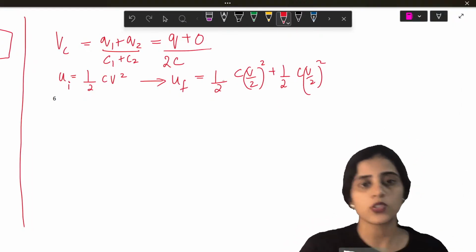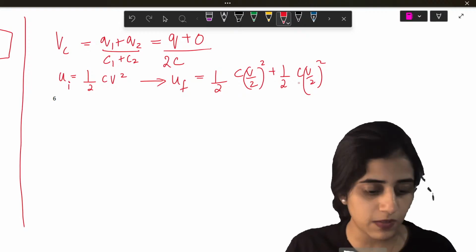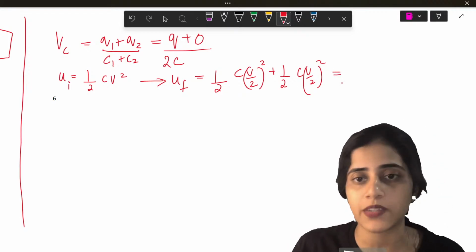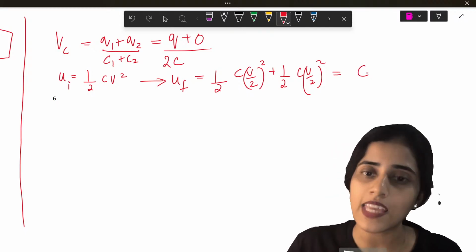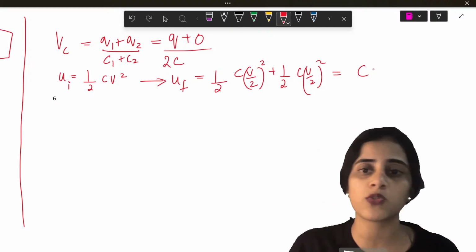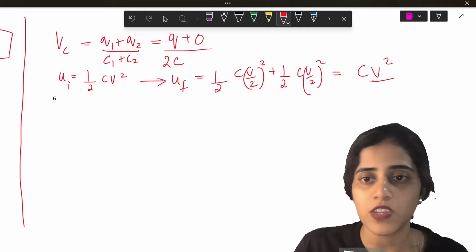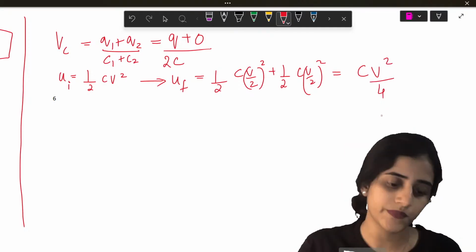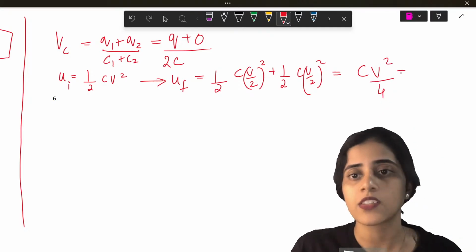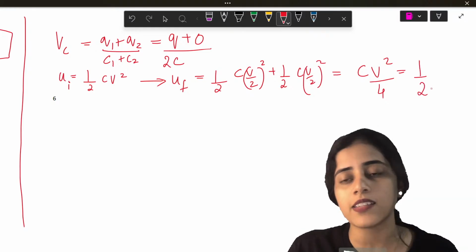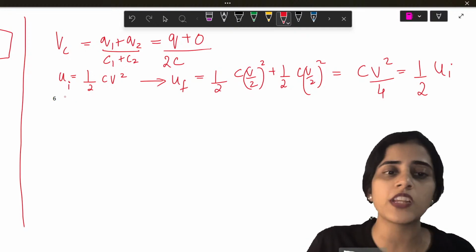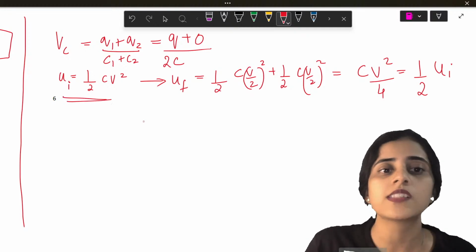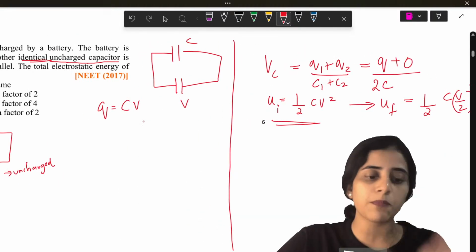Okay? So the final will have half C V by 2 square plus half C V by 2 square, which is going to be half plus half is 1, C times V by 2 square plus V by 2 square is going to be what? V square by 4. Isn't it correct? So isn't this the same as half times U initial? Because U initial was half C V square, with only the capacitor and the voltmeter.